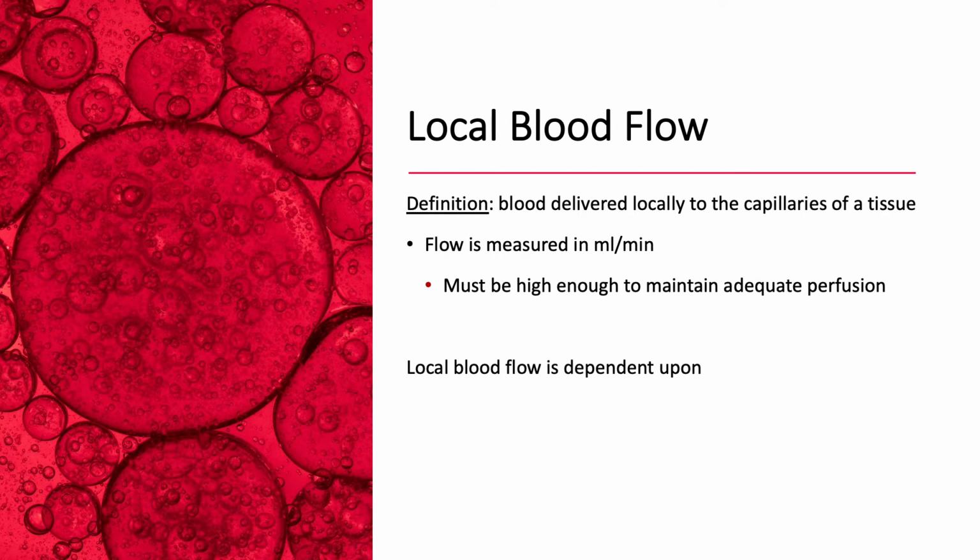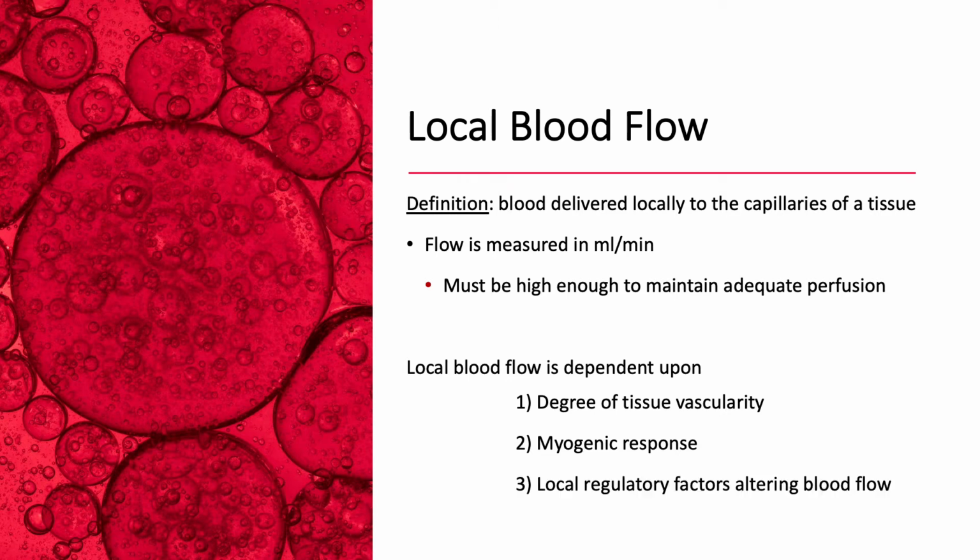Now, this local blood flow is dependent upon a few factors which we're going to walk through here individually. The first is the degree of tissue vascularity, pretty much the amount of vessels that there are within a tissue. The myogenic response, this involves contraction and relaxation of smooth muscle within the vessel. Different local regulatory factors that can alter blood flow. We'll talk about some vasoactive chemicals. And then finally, the total blood flow. That's the amount of blood moving through all the vasculature in the body over a period of time.